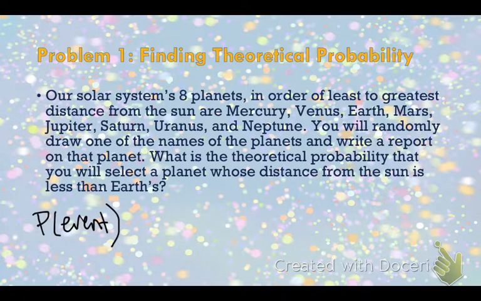So I am looking for the probability of the event where it is less than the Earth's distance from the sun. Again, I'm thinking about the number of outcomes that fit my criteria over the total possible outcomes. When I think about my planets, there are only 2 planets whose distance is less than Earth from the sun, and there are 8 possible planets, so my probability simplifies to 1/4. So the probability of selecting a planet whose distance from the sun is less than Earth is 1/4, or 1 out of 4 times.